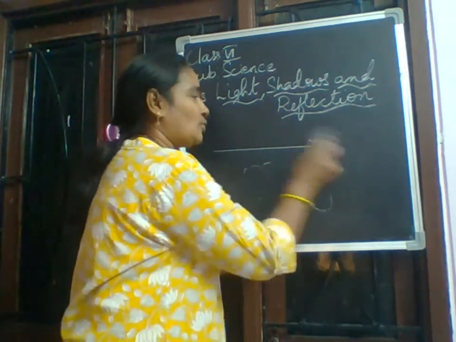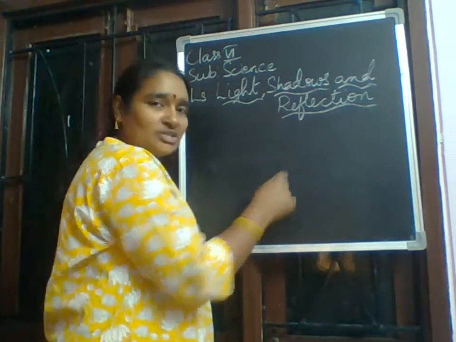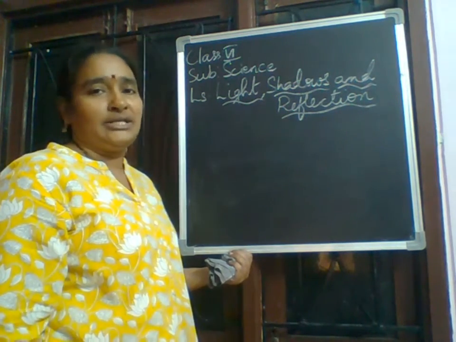This activity I will show you later on. I will explain it later on. So light travels in a straight line. That property is called rectilinear propagation of light.